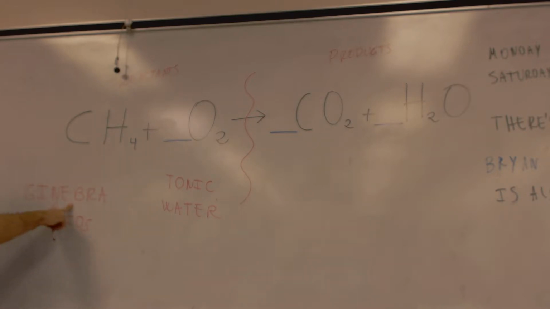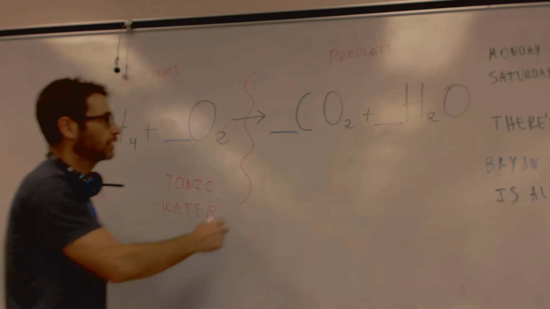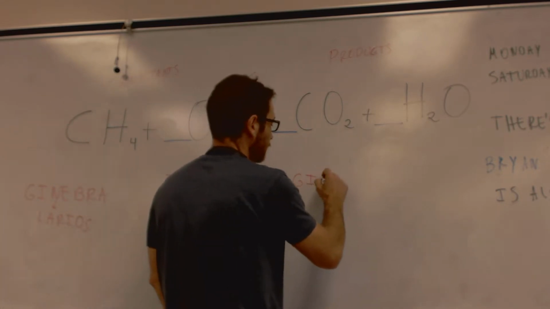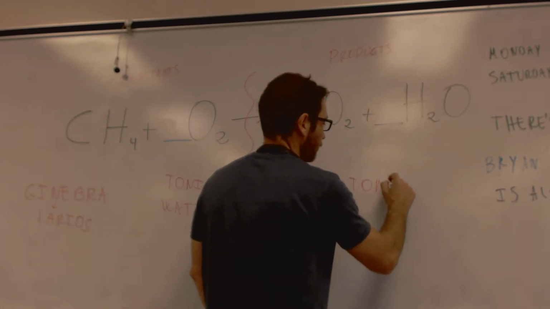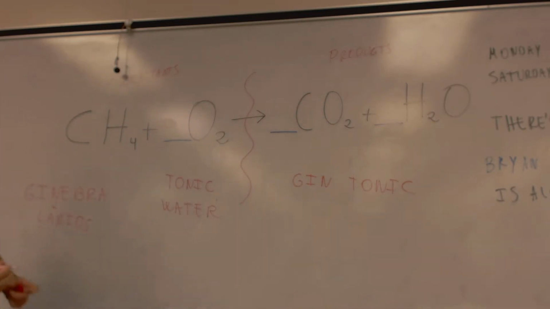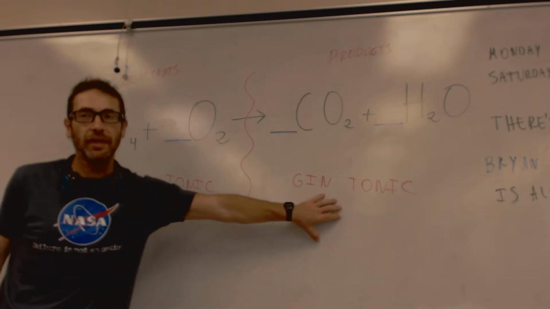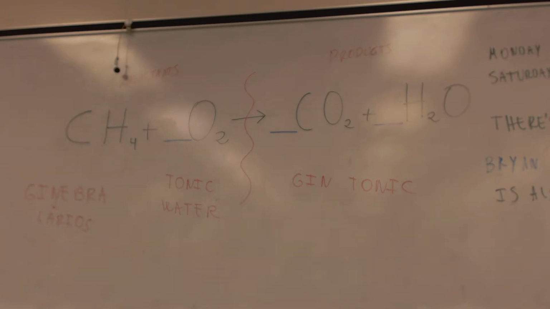So if you take Ginebra and tonic water, you get a gin tonic. Okay? Or maybe ice. These are the reactants. This is the product. Okay? That's not a chemical reaction, but for you to understand that when you mix things, you get another thing.